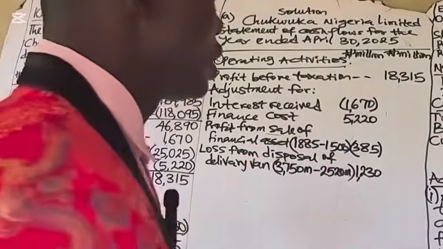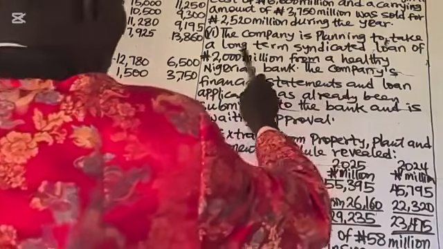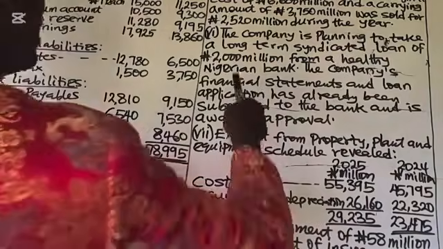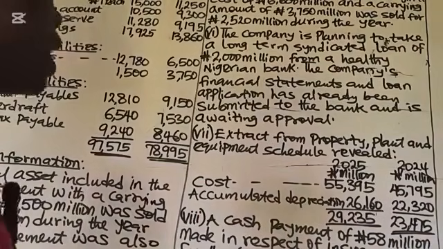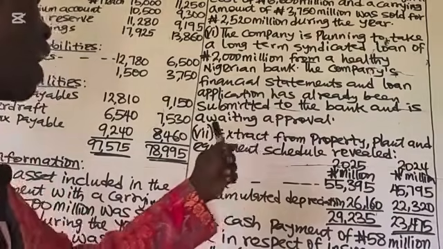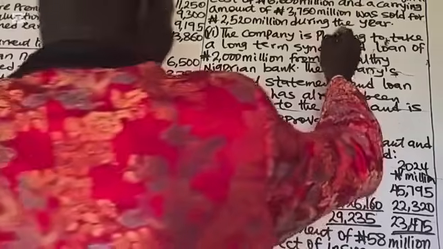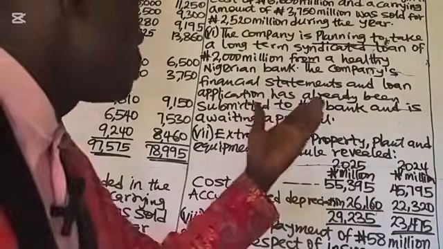Back to note 6. Note 6: the company is planning to take a long-term syndicated loan of 2 billion naira from a healthy Nigeria bank. The company's financial statements and loan application have already been submitted to the bank and are awaiting approval. So this is a plan. The company is planning to take it, which means that loan has not been taken.